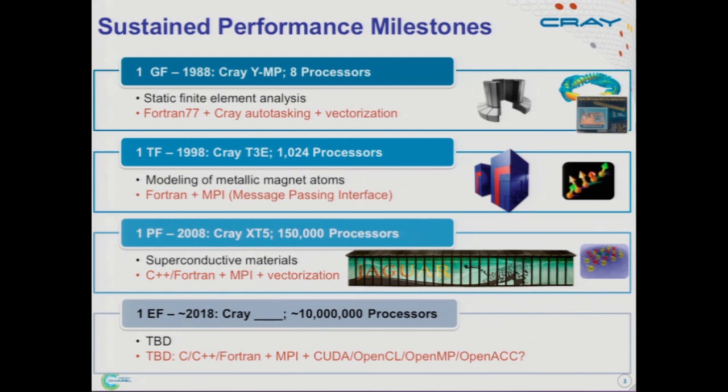So when we get to the petaflop, you see that MPI is still there. Some C++ has come into the mix, very modern language. And vectorization has come back into the fold again. But when we look to the exaflop, people are expecting another one of these mode changes, like the one that occurred when MPI came into the mix.